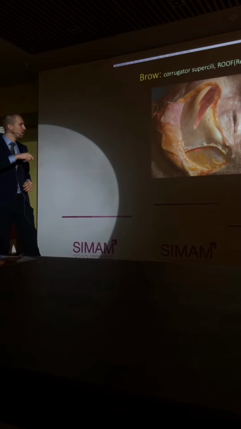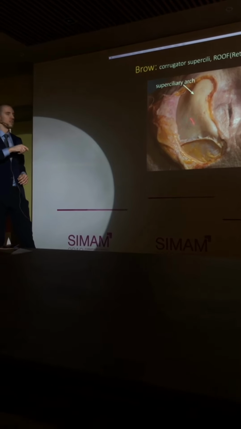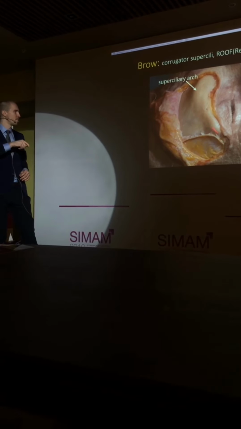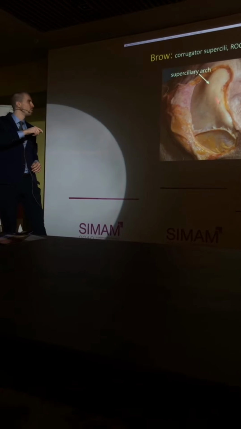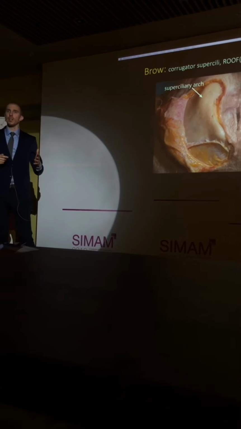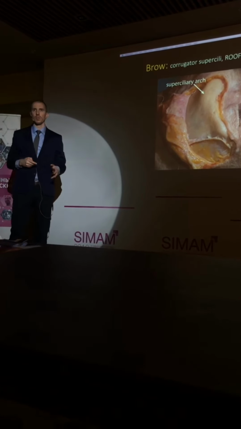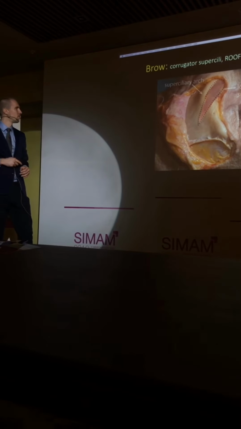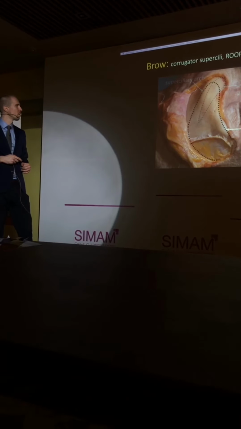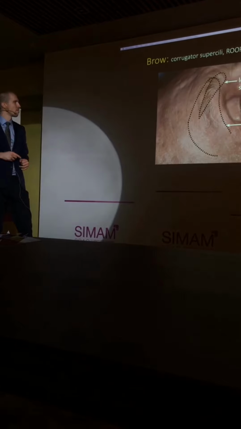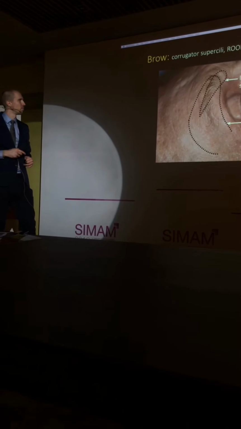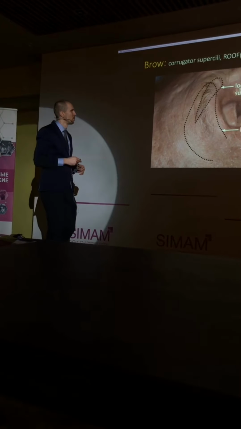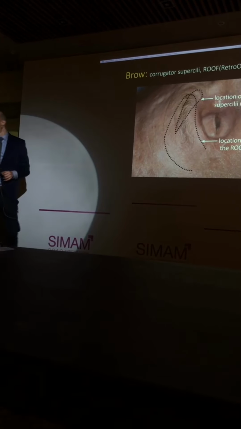But now, if you understand these shadows, the superciliary arch and the periorbital ring, then you can really imagine where to inject filler into the roof.